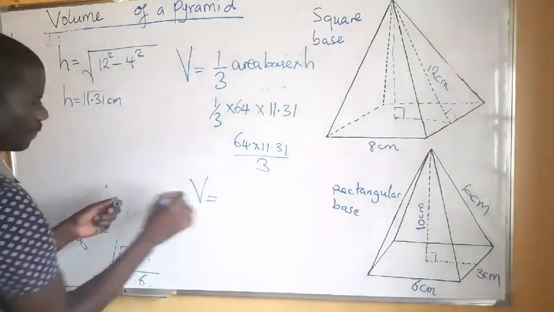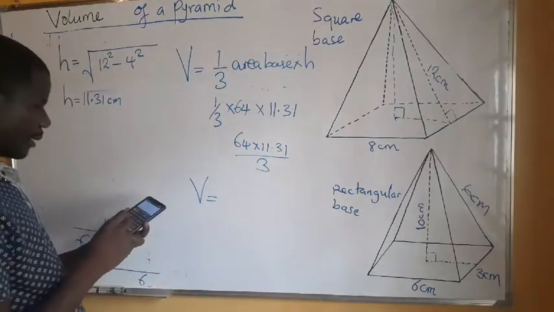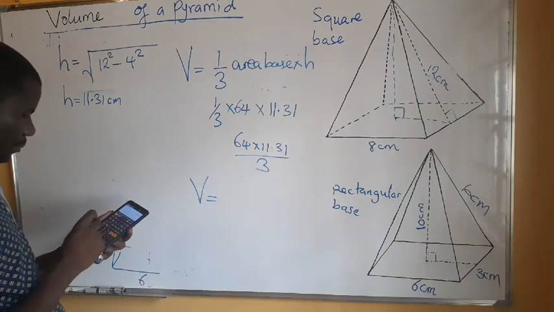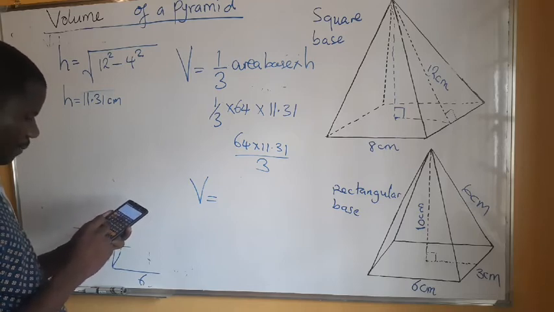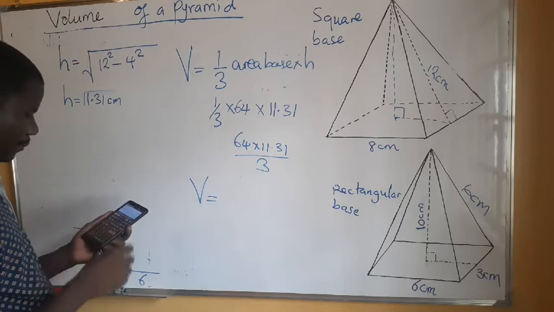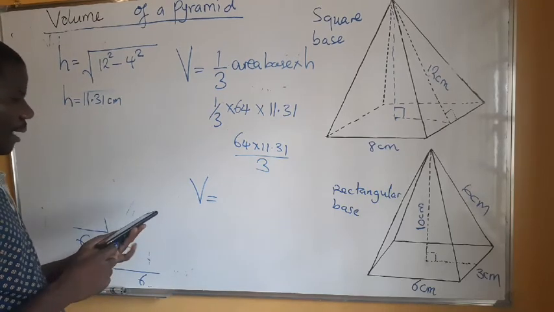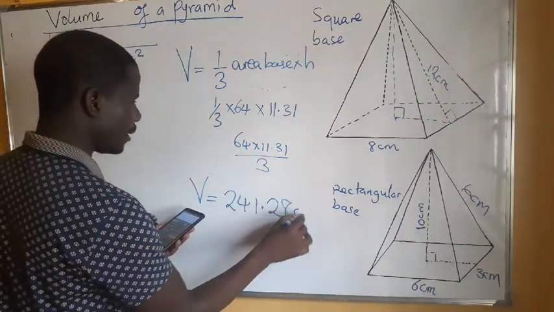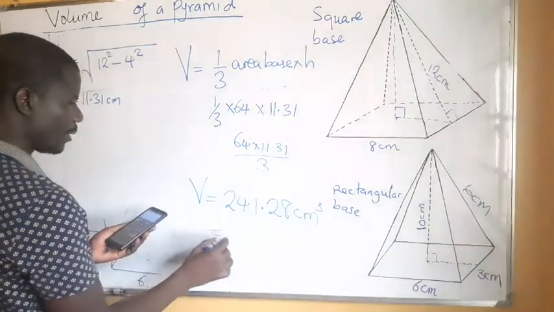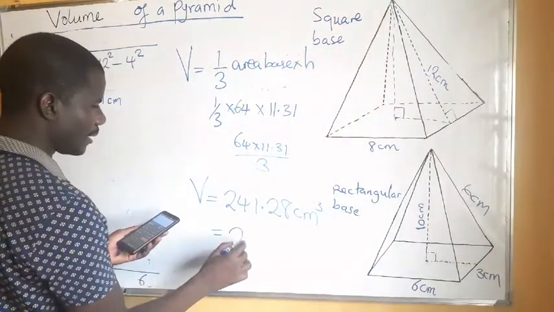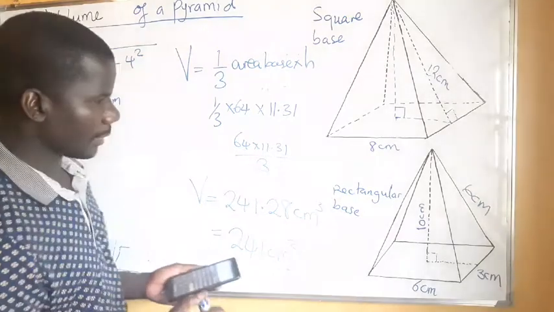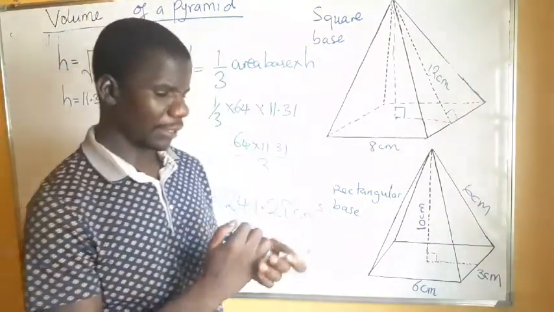What do we get? We use our calculators. 64 multiplied by 11.31 divided by 3. What are we getting? I'm getting 241.28. But since we need always to write our answers to 3 significant figures, in the exam they do emphasize that you need to write your answers like that. I hope you have followed this question.